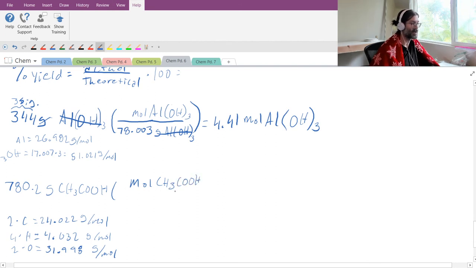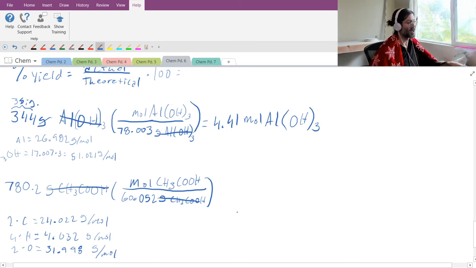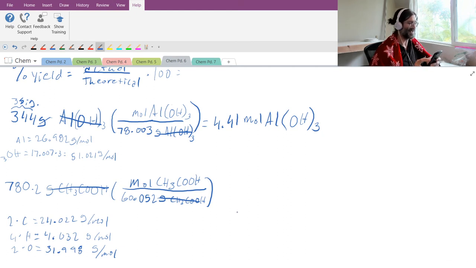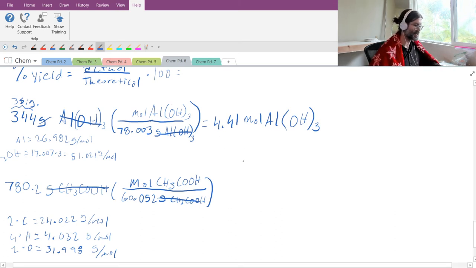For every mole of that, we need 60.052 grams of CH3COOH. Grams of acetic acid cancel. And we're left with 780.2 divided by 60.052, which gives us 12.992.